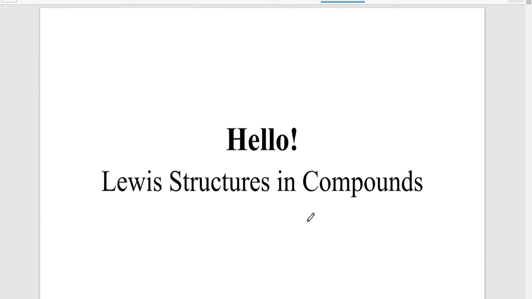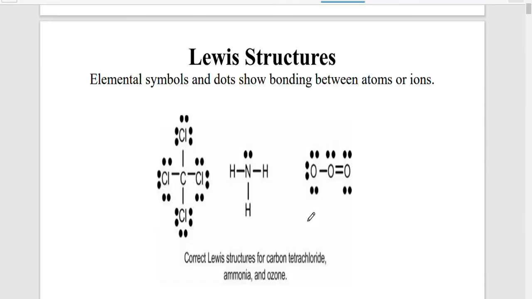Hello everyone. In this video, we are going to talk about Lewis structures in compounds. Lewis structures contain elemental symbols and dots showing bonding between atoms or ions. So we have, for example, carbon tetrachloride, ammonia, and ozone.